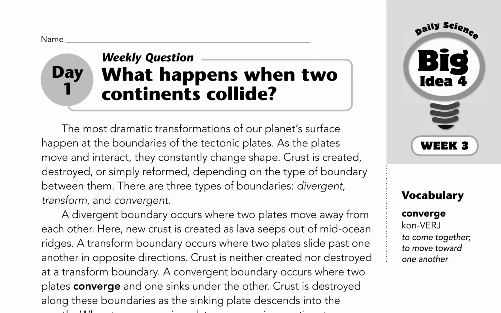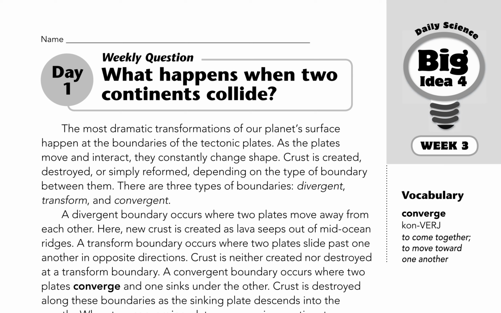The most dramatic transformations of our planet's surface happen at the boundaries of the tectonic plates. As the plates move and interact, they constantly change shape. Crust is created, destroyed, or simply reformed depending on the type of boundary between them. There are three types of boundaries: divergent, transform, and convergent.